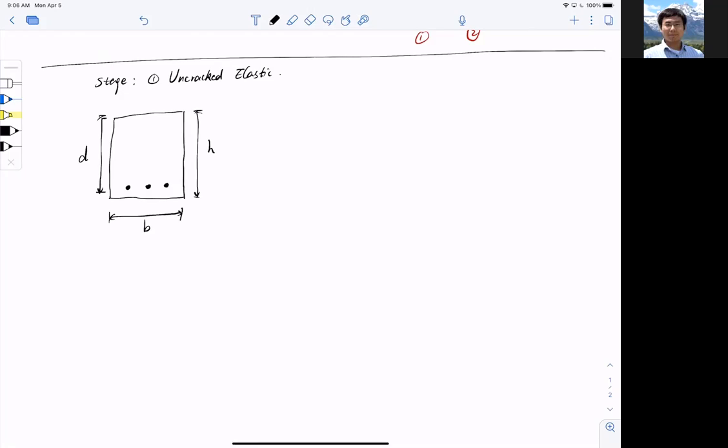Okay. And if I were to draw the stress distribution, since everything is linear, since everything is elastic, the stress distribution should follow a linear distribution, with a concrete stress at the top and a concrete tensile stress at the bottom. So this is compression, and this is tension. All right, so that is the stress distribution.